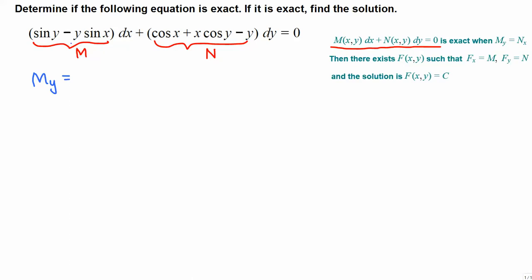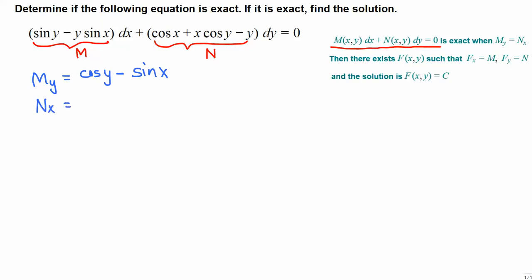So the derivative of sine y is cosine y, minus sine x. This is a function of x, it's like a constant. So sine x times the derivative of y, which is 1, it's just sine x. Now let's find the partial derivative of N with respect to x.